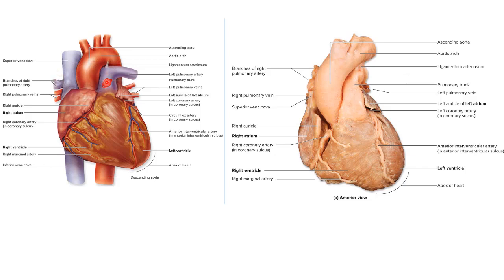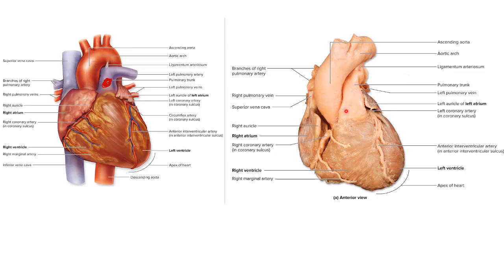But right here, this vessel is more anterior to this red vessel. The one that's more anterior is called the pulmonary trunk. And that pulmonary trunk is more anterior compared to this other vessel, which is called the aorta, or ascending aorta here. You can see that in the cadaver heart. Pulmonary trunk here is more anterior compared to the little bit more posterior aorta.